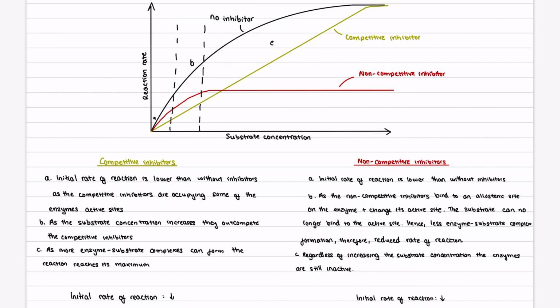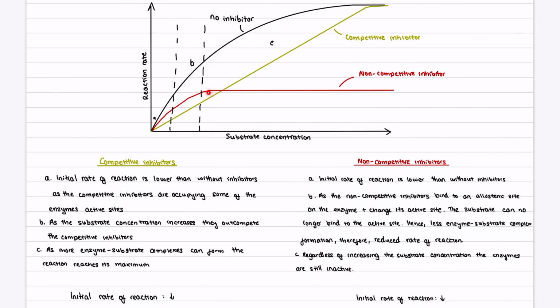With non-competitive inhibitors, the initial rate of reaction is also lower than without inhibitors. As the non-competitive inhibitors bind to the allosteric site on the enzyme and change the active site shape, the substrate can no longer bind to the active site, hence less enzyme substrate complexes can form, therefore reducing the rate of reaction. Regardless of increasing the substrate concentration, the enzymes are still inactive as the inhibitors have changed the active site shape, so a plateau is reached.